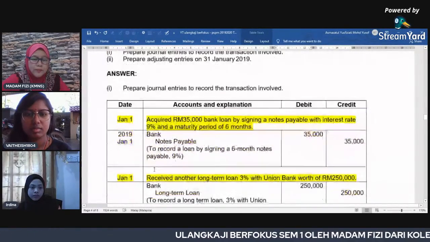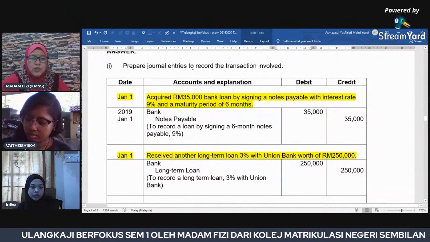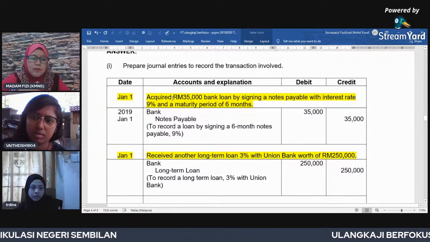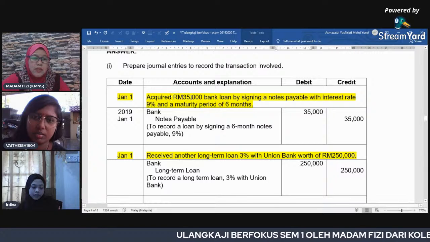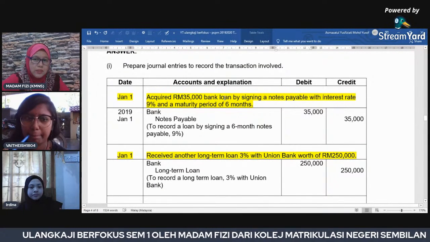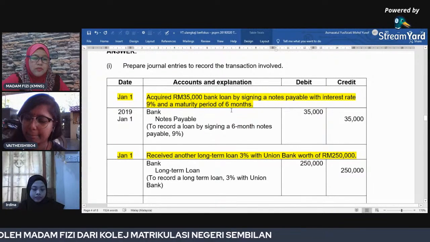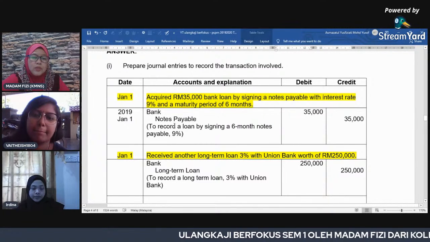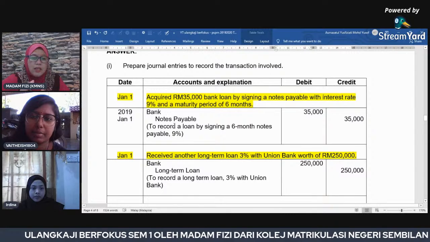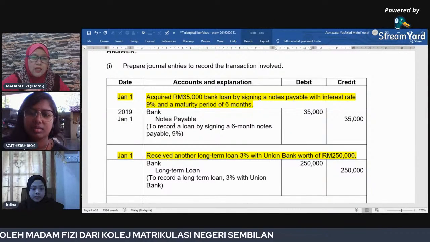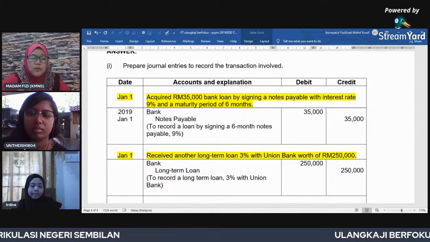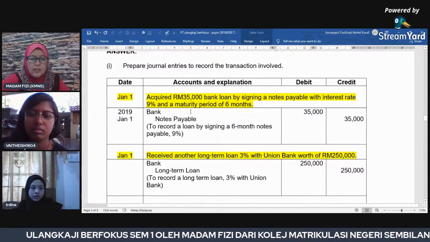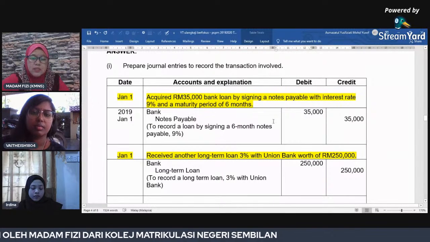Okay, now we look at the answer for 1 Roman. We go one by one. Prepare journal entries to record the transaction involved. For January 1st, acquired ni apa? Memperolehi, okay. 35,000 bank loan by signing a notes payable with interest rate 9% and a maturity period for 6 months. Now on 1st January is signing notes payable. When we sign a notes payable, kita berhutang, kita meminjam, we are borrowing money or cash from institution. So we get money or cash. Because of bank loan, we debit bank 35,000 and credit notes payable 35,000.